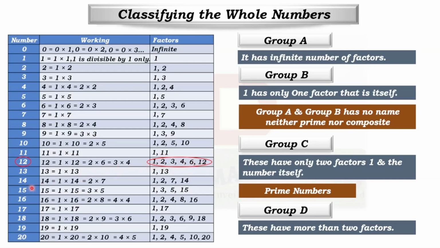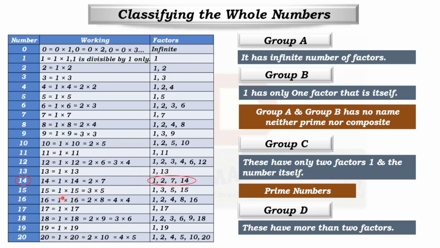The number 14 has four factors: 1, 2, 7 and 14 itself. Means more than two factors. Here 2 and 7 are the other factors, from the factors 1 and 14, the number itself.